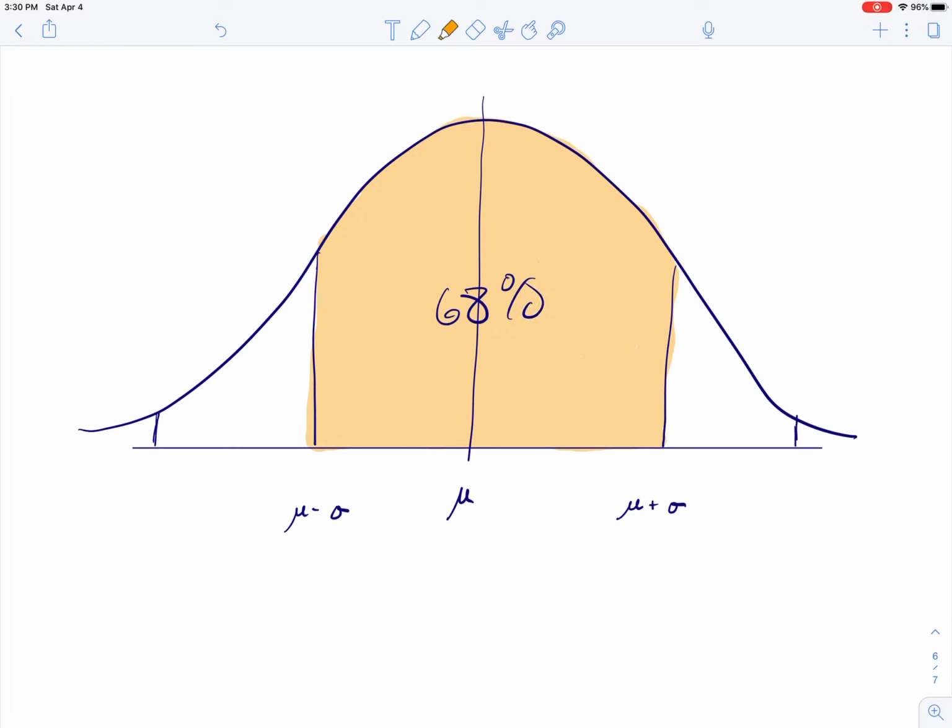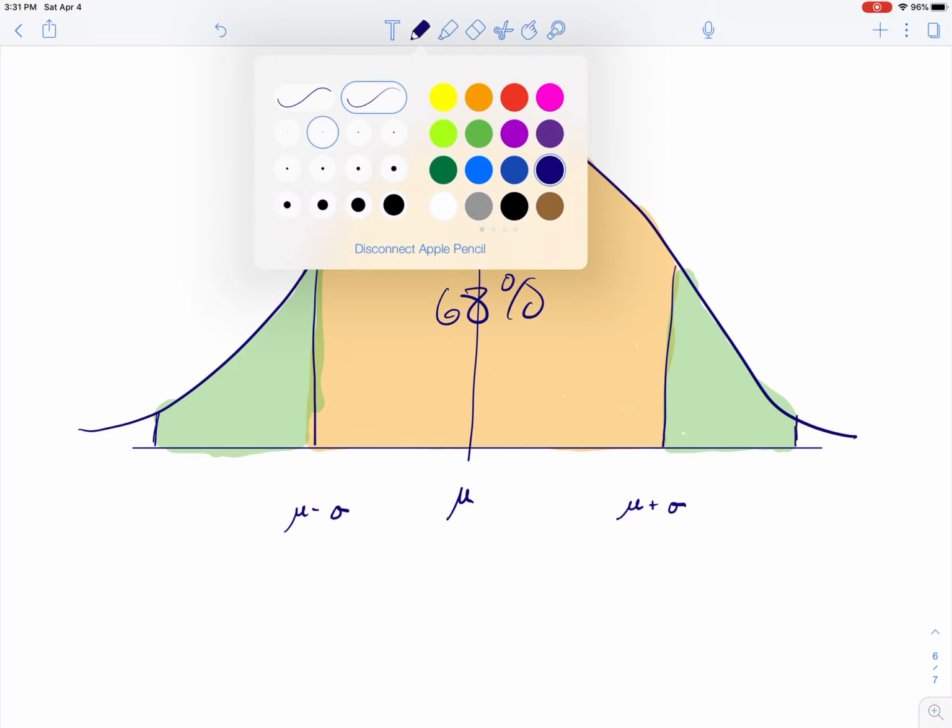And then the next part says that about 95% of the data is going to be plus or minus 2 standard deviations from the average. So that one, along with this one, the orange plus the green, is going to be about 95% of the data.